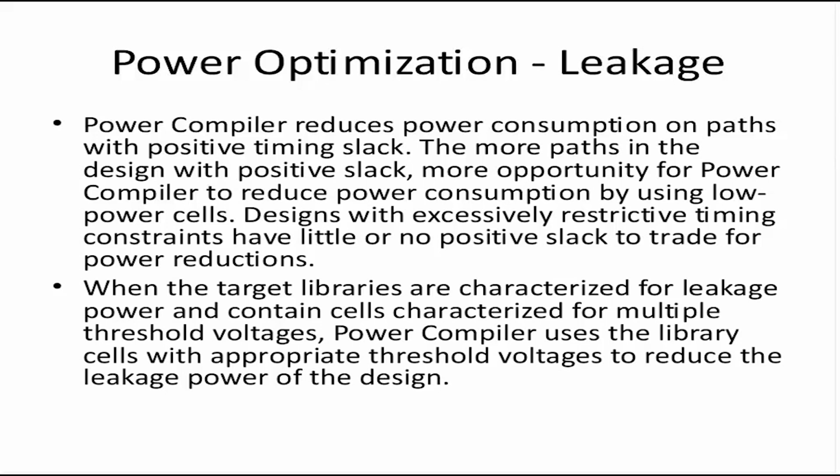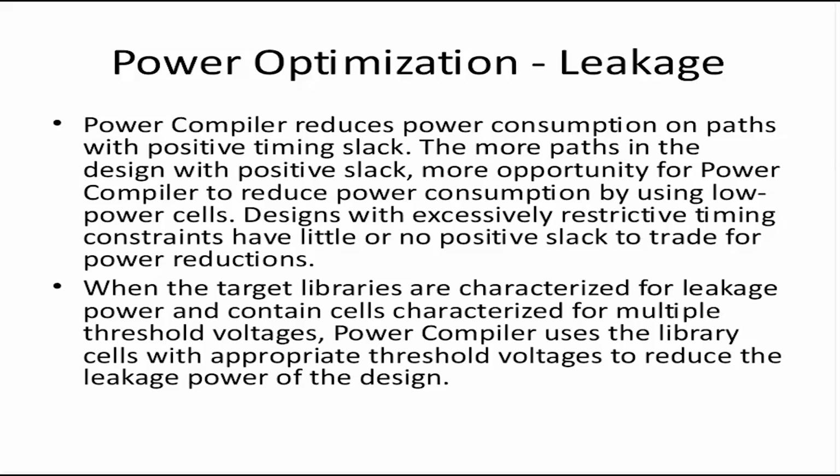For leakage, what could Power Compiler do? Power Compiler will, for leakage, also for dynamic, for both, reduce power consumption on paths with positive timing slack. Enabling power optimization does not change the cost priorities of paths. It will just add one more constraint.